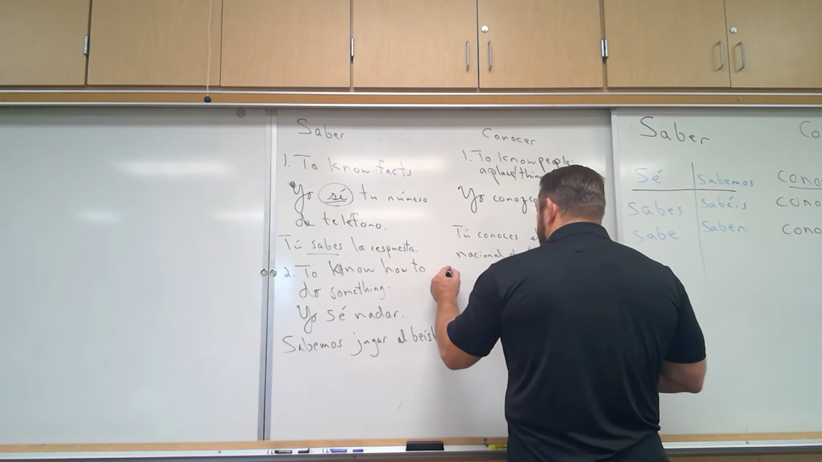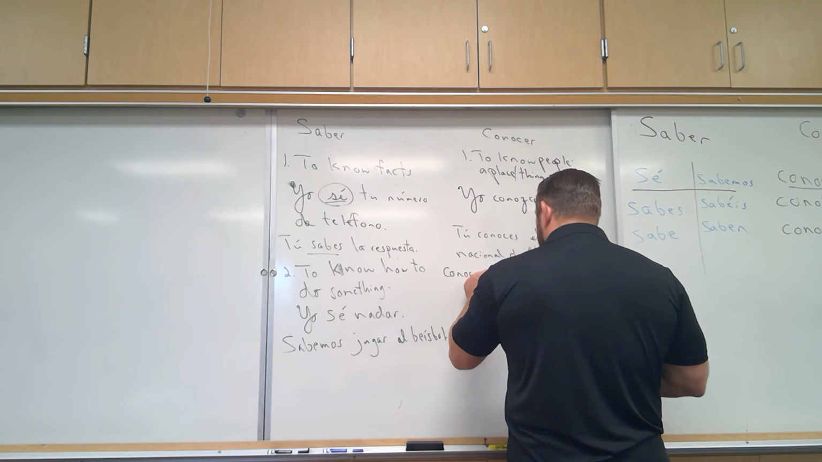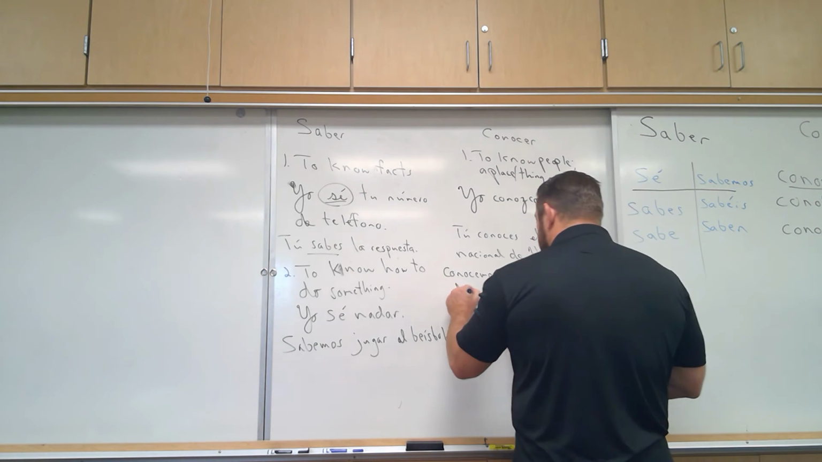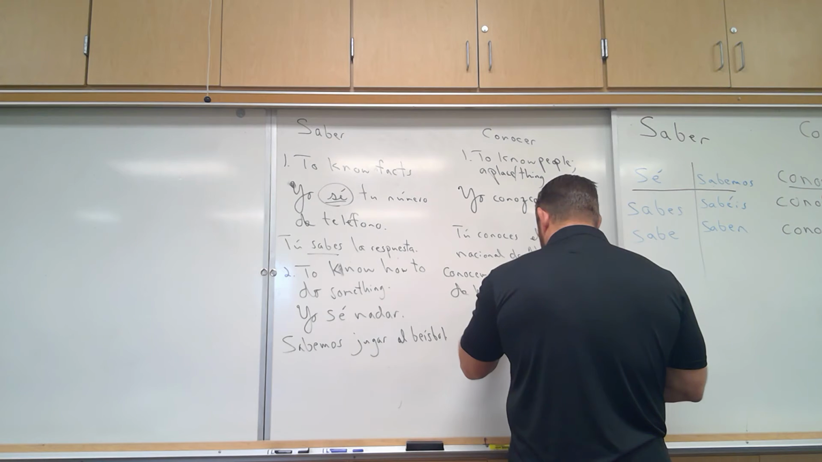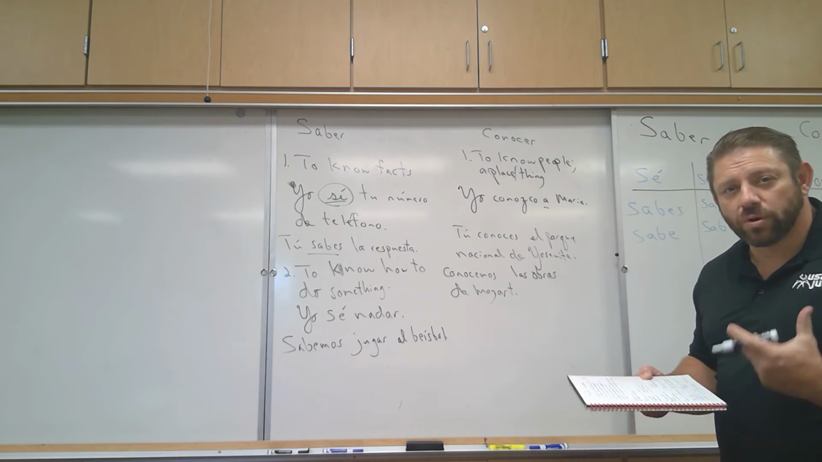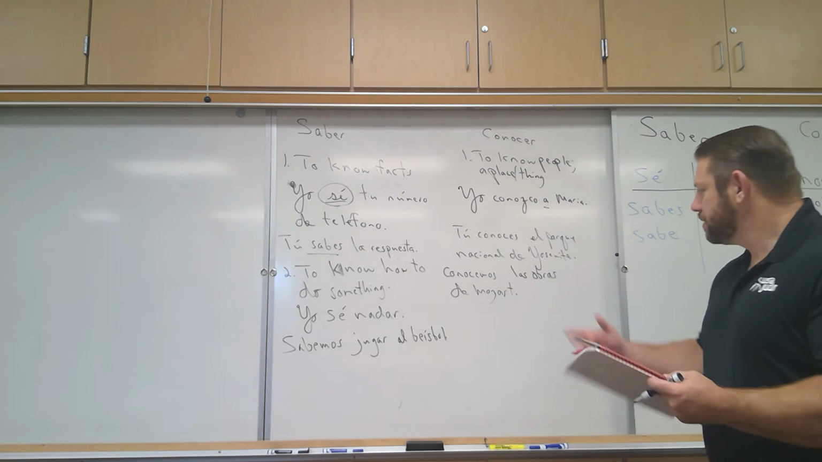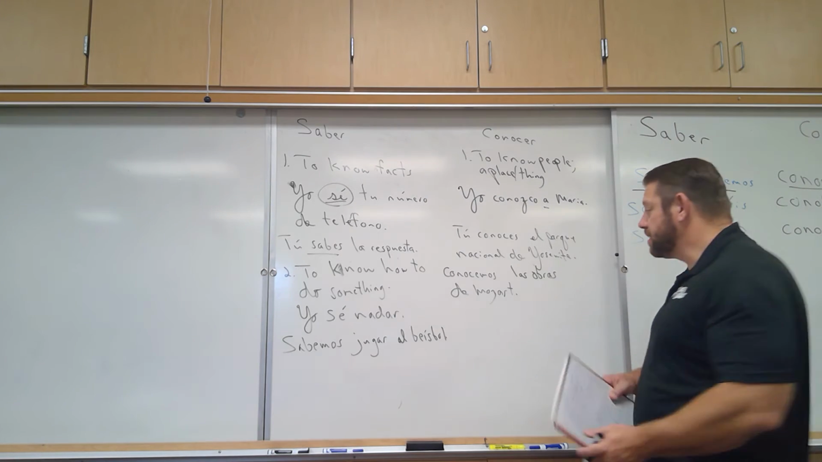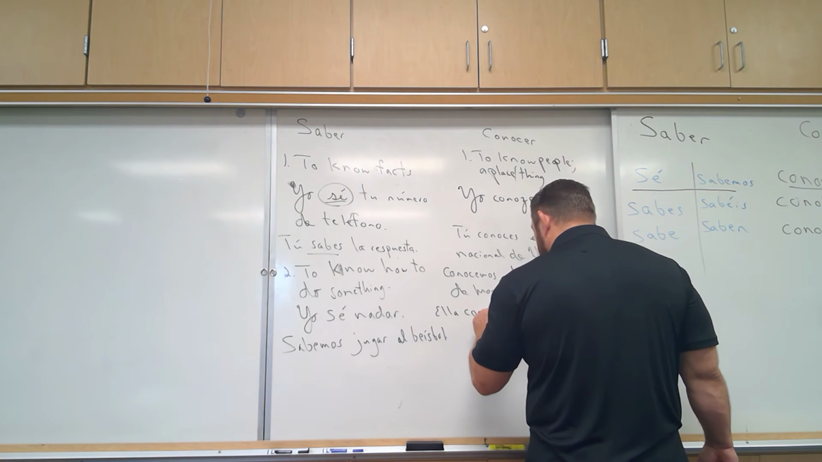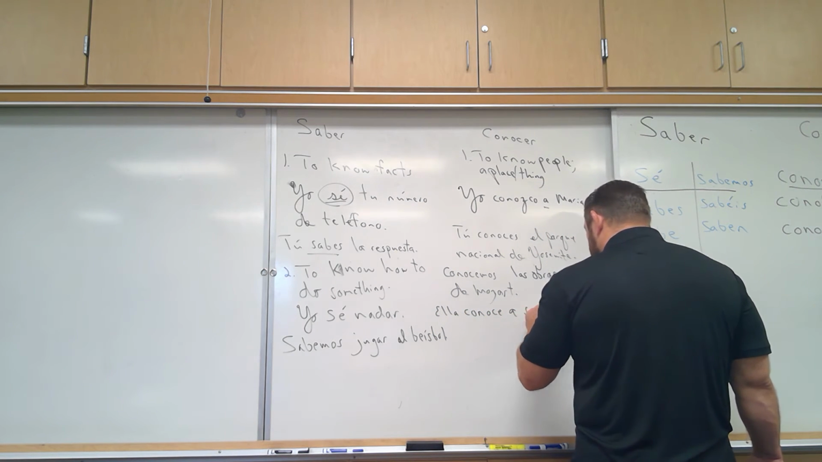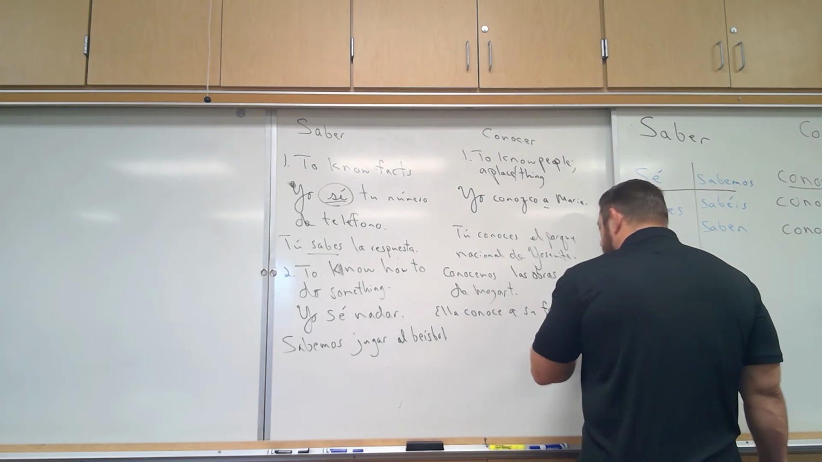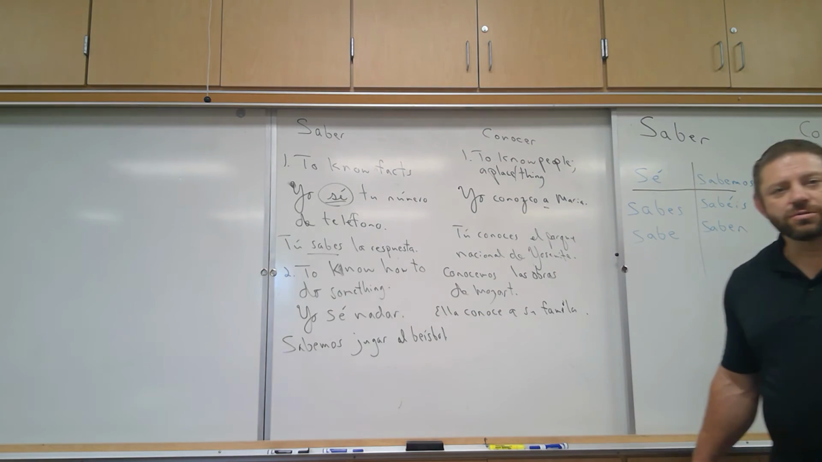Or I could say, conocemos las obras de Mozart. So if I said, conocemos las obras de Mozart, we know the works of Mozart. We're familiar with his works. Okay. And last one, easy. Ella conoce a su familia. Oops, there's my I, no accent. Regular I. Ella conoce a su familia. She knows her family. She lives with them.